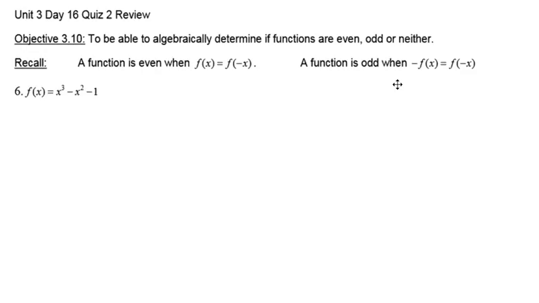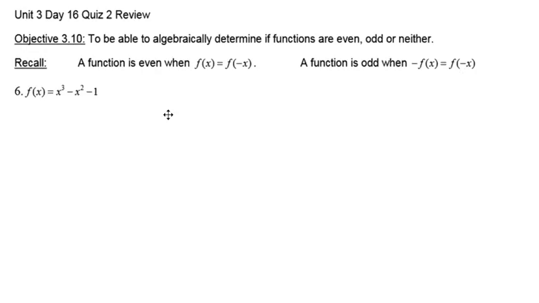A function is odd when it has symmetry through the origin. Well, if we're doing that, that's taking the opposite of the inputs and the opposite of the outputs. If those two functions are the same, those transformations are the same, then the function is odd.